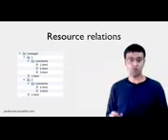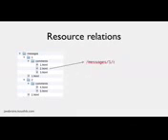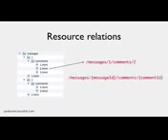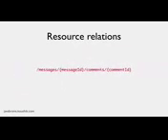If I were to do this, what would be the URI for comment ID 2? It would be /messages/1, which is the message ID, /comments/2. Okay? Notice how the message ID is a part of the URI, which is then followed by comments, then the comment ID. So the generic URI for any comment would be /messages/message ID/comments/comment ID. Now, is this URI better than /comments/comment ID, which we saw before?